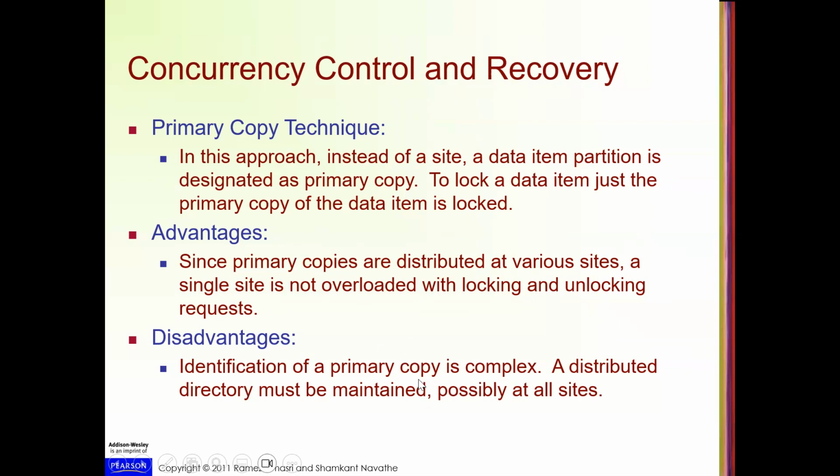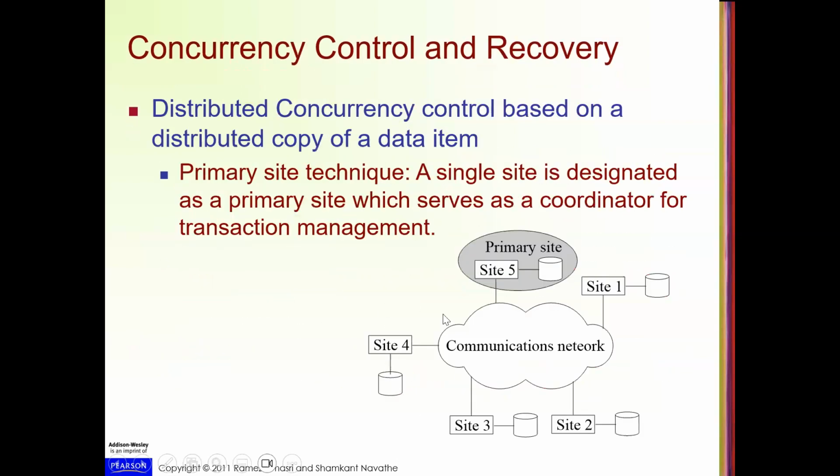Identification of a primary copy becomes complex. For example, if I'm working on data item X, then data item X is copied here, here, here, here, and also at the primary site. Now, if I'm working, I will lock the primary data item, and it is still accessible by other sites.